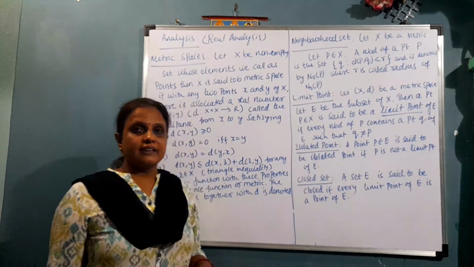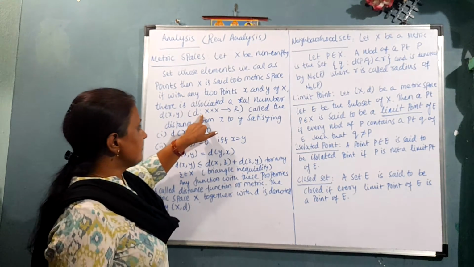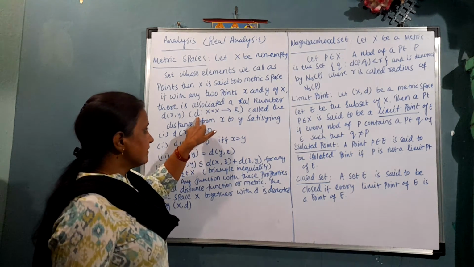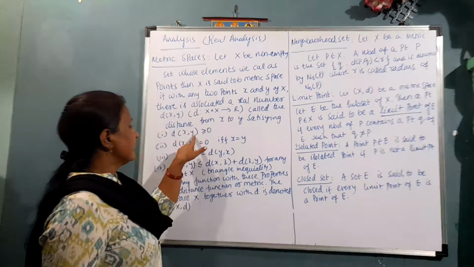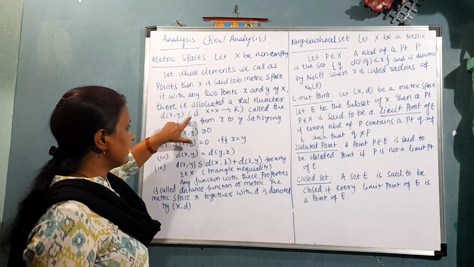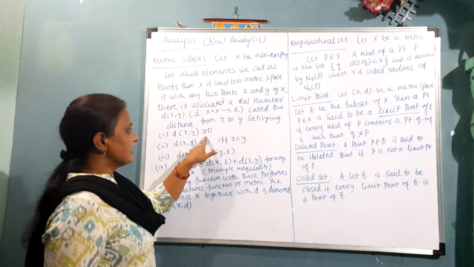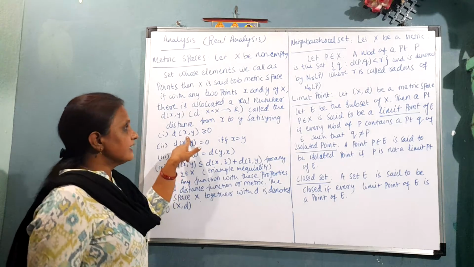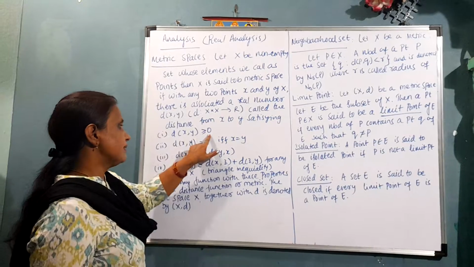So how a metric is defined means, generally denoted by d. Suppose d is a function from X cross X to R. If this d satisfies these four properties, we call it a metric. So the four properties are d of xy greater than or equal to 0; this metric is also called a distance. So d is always positive.